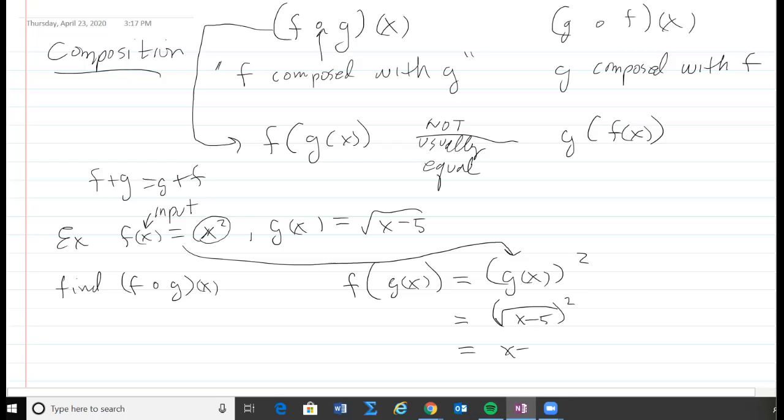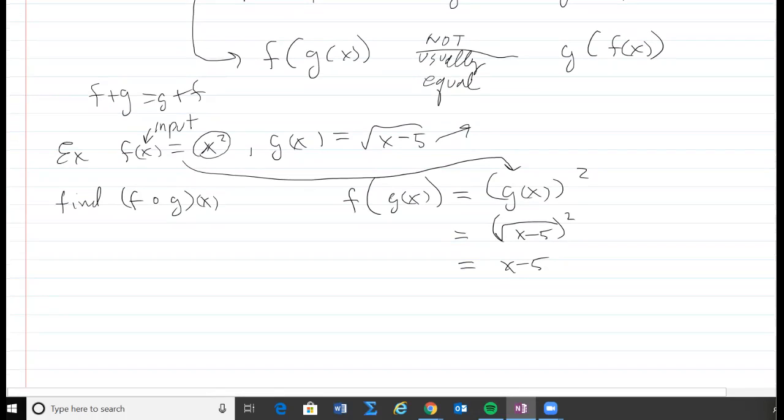This would become an x minus 5, assuming again that x was larger than 5, and we would assume that that would be true from here. If x was greater than or equal to 5, wouldn't make any sense otherwise. Okay, so that is a composition. We just formed our first composition.